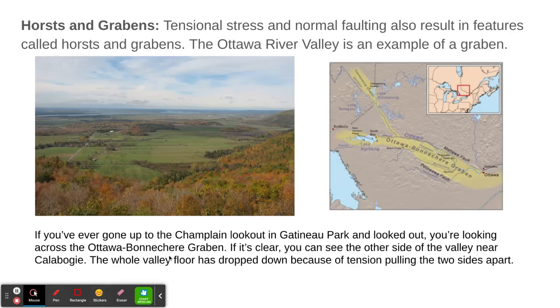So the Ottawa-Bonnechere Graben runs all the way along the Ottawa River from Ottawa upstream. And this big valley makes for great lookouts. If you've ever gone up to the Champlain Lookout in Gatineau Park and you look out, you're looking across the Ottawa-Bonnechere Graben. And if it's a clear day, you can see all the way across to the other side. Places like Calabogie or the other ski hill over there are the other side of the graben. The whole valley floor has dropped down because of tension pulling the two sides apart.